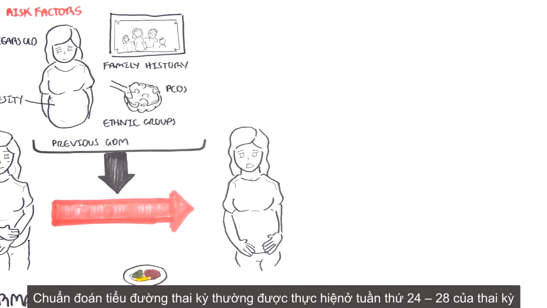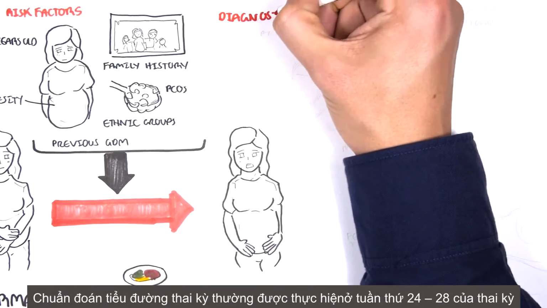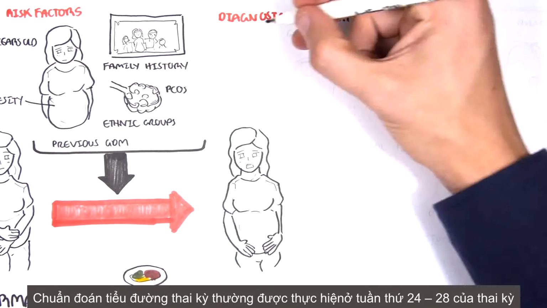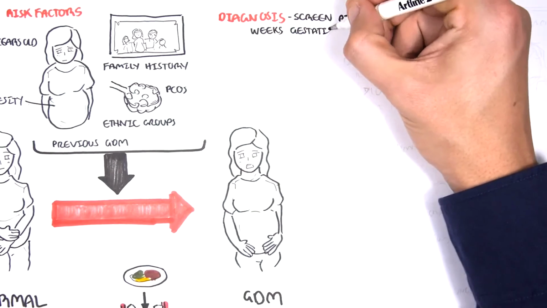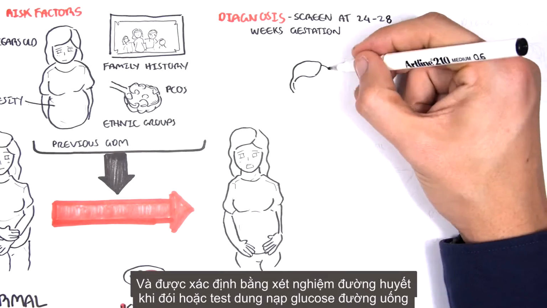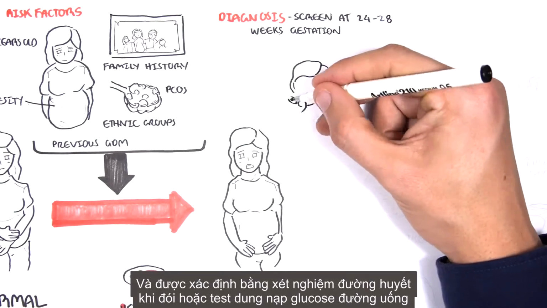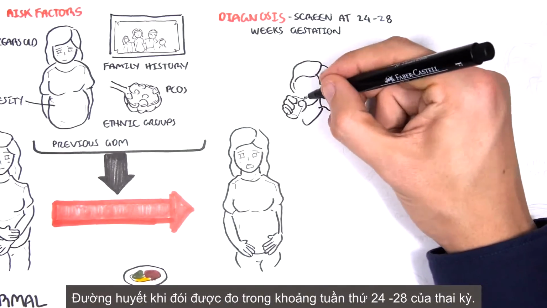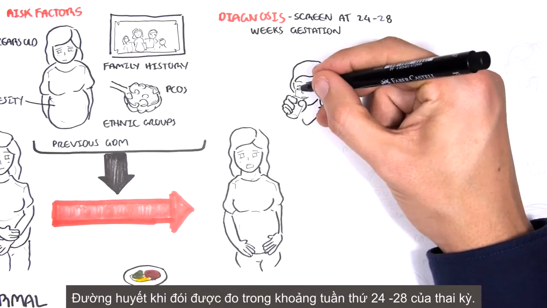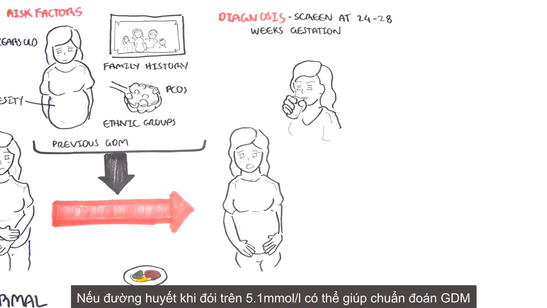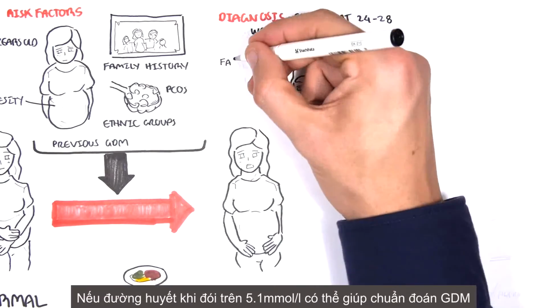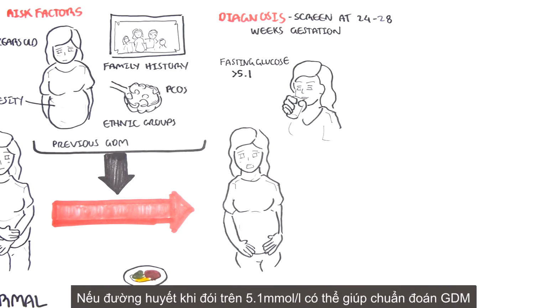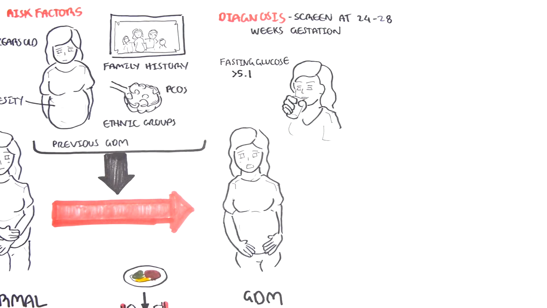The diagnosis of gestational diabetes is actually done during screening at 24 to 28 weeks, roughly, gestation. And this is done with a fasting blood glucose or with the oral glucose tolerance test. A fasting blood glucose is measured between 24 to 28 weeks. A fasting blood glucose of greater than 5.1 millimoles per liter can help diagnose GDM.